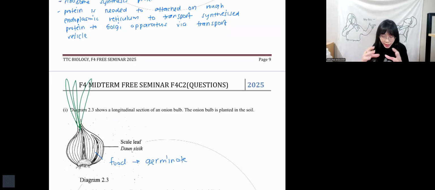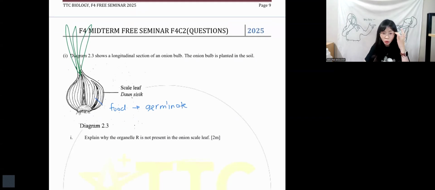So in the soil, the onion scale actually will shrink in size. They will grow slower in the soil because the food is being used up in the onion bulb itself. To write in sentence, they ask you, explain why organelle R is not present in onion scale leaf. Germinate means they form into leaf. When the seed forms into leaf, it's called germination.